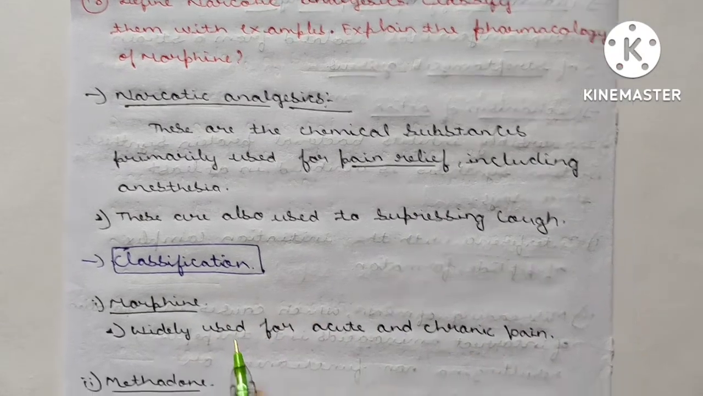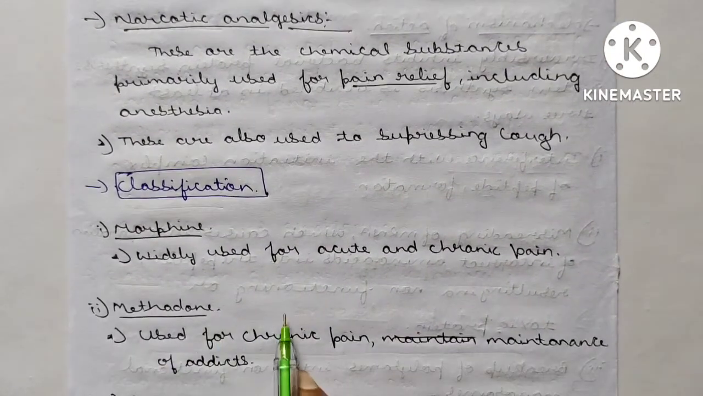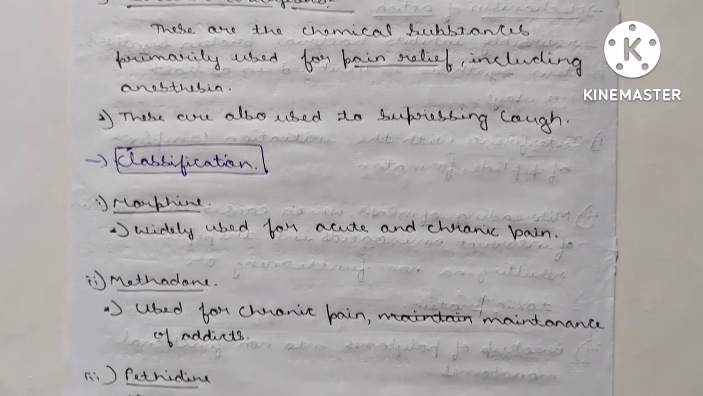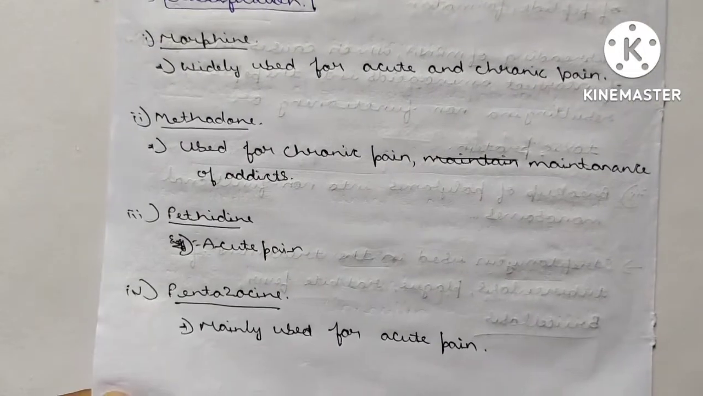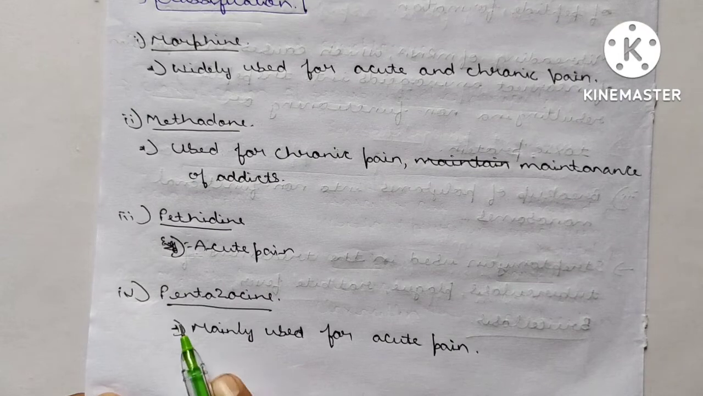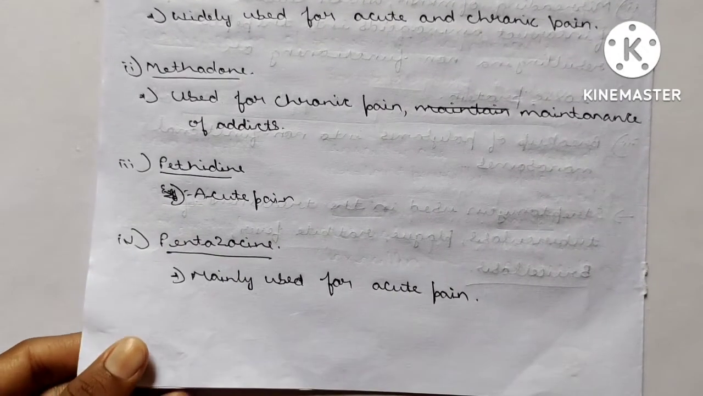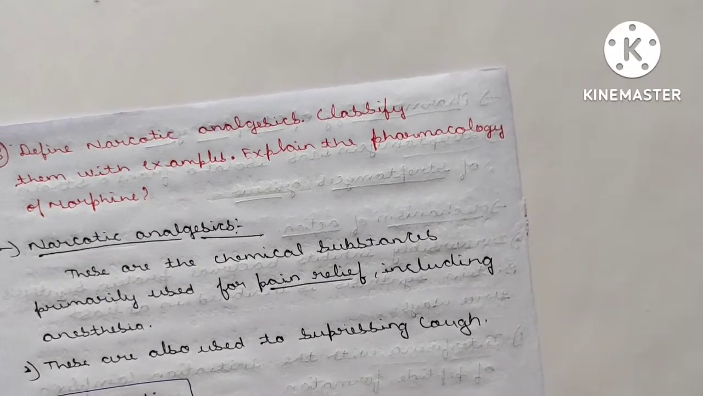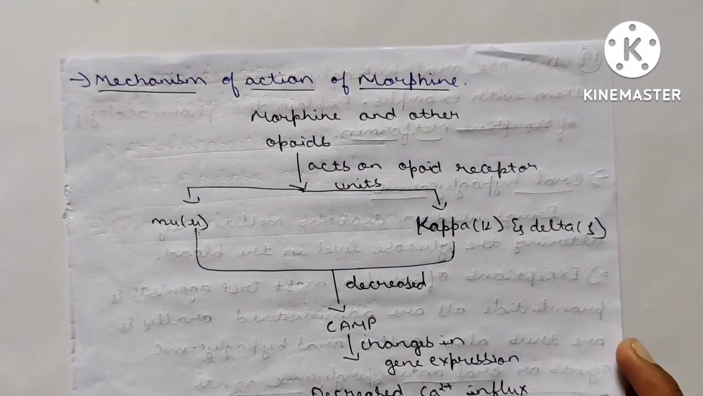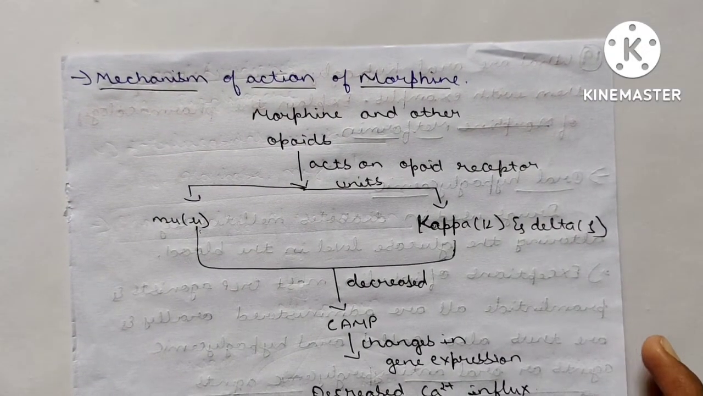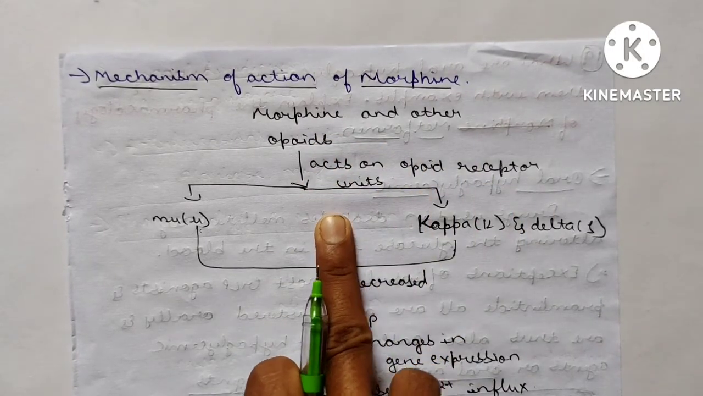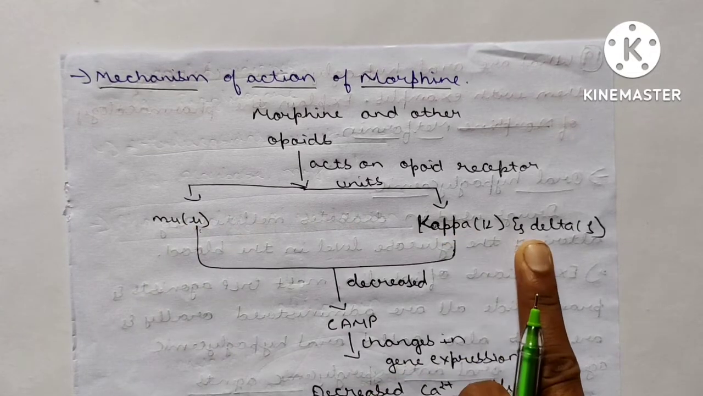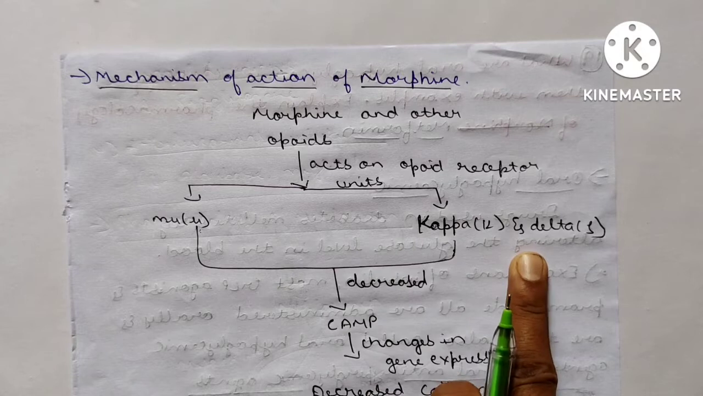Classification: morphine widely used for acute and chronic pain. Then methadone used for chronic pain, maintenance of addicts. Then pethidine, acute pain. Then pentazocine, also used for acute pain. Now let's discuss the mechanism of action or pharmacology of morphine, the opioid narcotic analgesic. Morphine and other opioids act on the opioid receptors. They will act here and produce effects through mu, kappa and delta receptors.